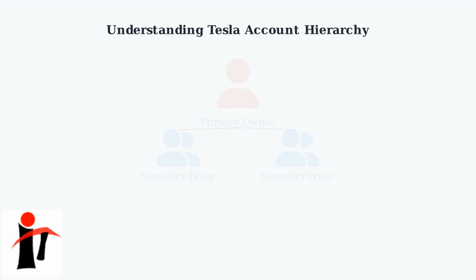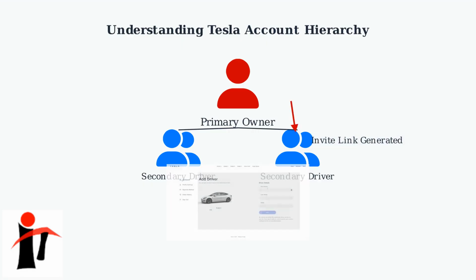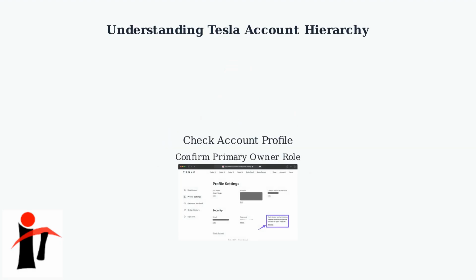Tesla accounts operate on a primary owner and secondary driver model. The primary owner holds the main account and controls access permissions for the vehicle. Secondary drivers are additional users who can access the vehicle but require explicit permission from the primary owner to be added. Permission for new drivers is granted through an invite link generated in the Tesla app by the primary owner. If you're not seeing the Add Driver option, ensure you're logged in as the primary owner. Check your account profile settings to confirm your account role.